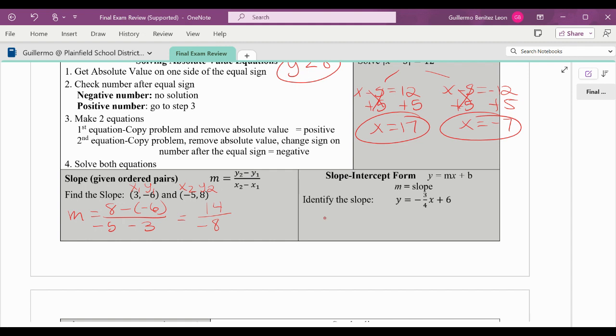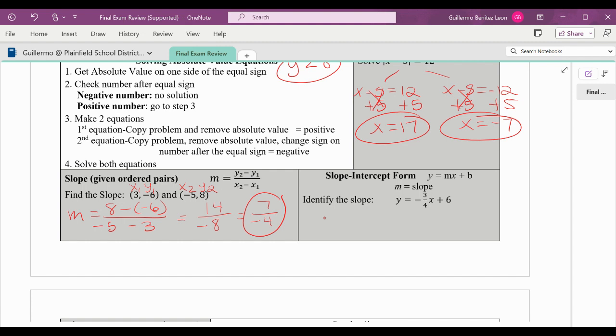Both of these are actually divisible by 2. So if I divide the top and the bottom by 2, I would get 7 over -4. So this is my slope in reduced form. That's the answer you would see.